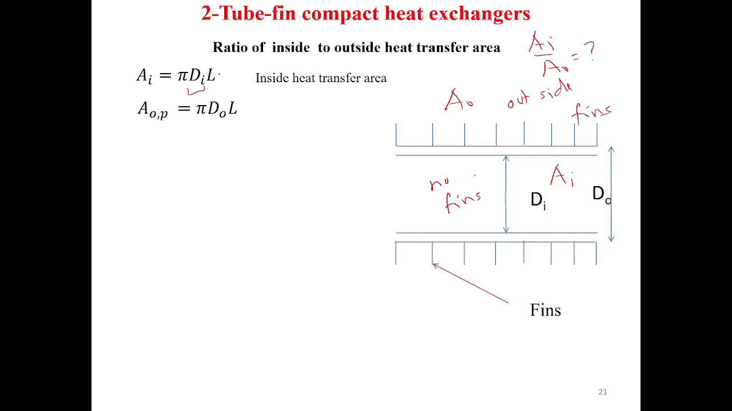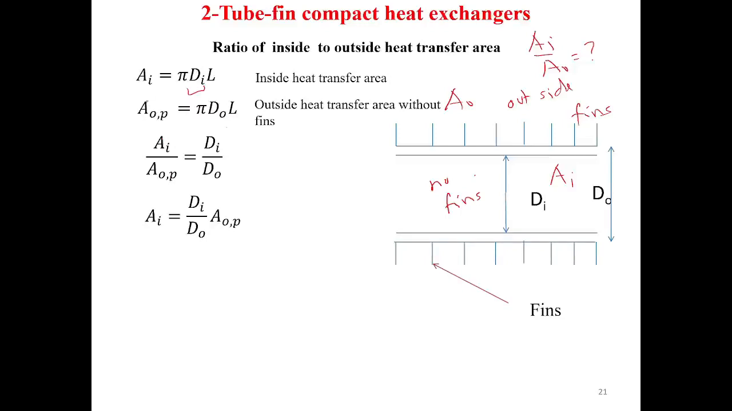And the outside area, we are going to do the following. If we consider the outside area without the fins, we call it A0p to indicate this is the heat transfer area without fins. And then we can divide A inside by A outside without fins as D over D0, since L will go with L and pi will go with pi. So we have now a ratio of the heat transfer area inside divided by the outside heat transfer area without fins. Now from this equation we can write that the inside heat transfer area is equal to the ratio D inside over D outside multiplied by A0p.